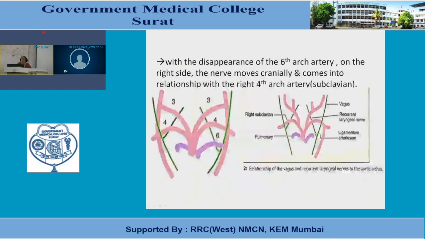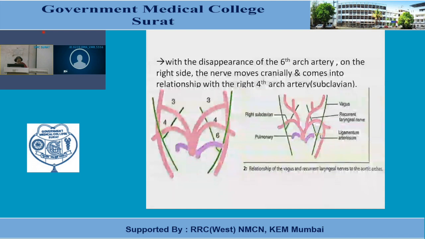Now with the disappearance of the sixth arch artery on the right side, this is on the right side, you can see that we have discussed and seen the diagram about that. The portion between the lung bud and the aorta will disappear. With the disappearance of this part on the right side, the nerve moves cranially, right? So the nerve moves cranially and comes into relation with the fourth arch artery, that is the subclavian. Okay, so the relations are visualized here.